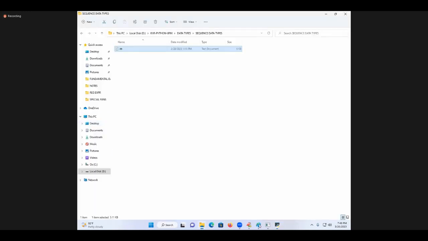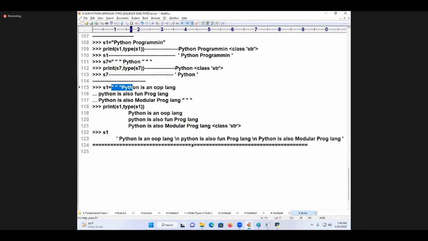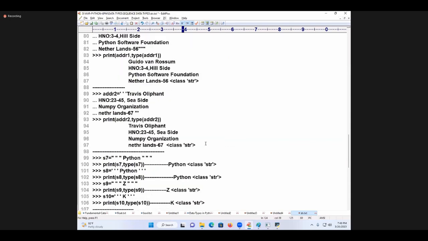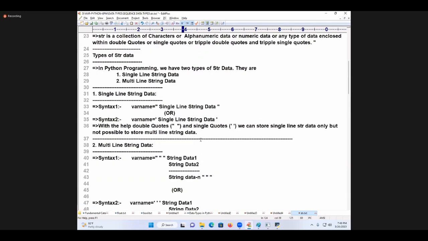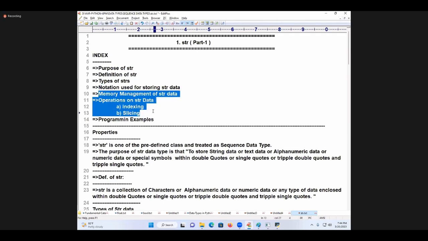Okay. Coming back, here I am going to say, even though we store within the triple double quotes, they are available in the form of single quotes only. Today we understood the purpose of str, definition of str, types of str, notations used for str. This I did not discuss; tomorrow's class I will explain.